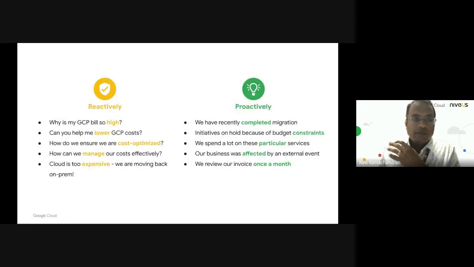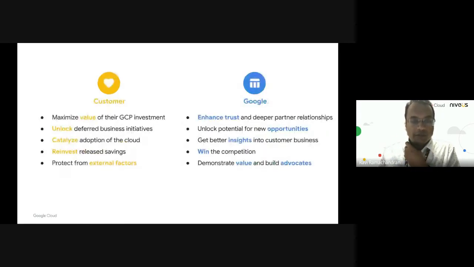From a customer standpoint, as we spoke, we have two options, reactive and proactive. It's an iterative process, and both need to be done alongside each other. The last one is from a responsibility perspective: on the left is the customer, on the right is Google. Google continues to feed in the best practices and recommendations that we learn, and keeps the customer at the top of mind so that they get the cost benefit and optimization. On the left, the customer continues to reinvest the savings they have gained, and protects themselves from external threats, which are the norm of the day.